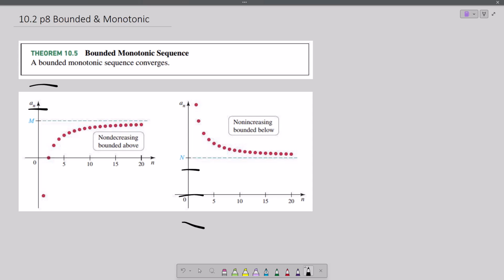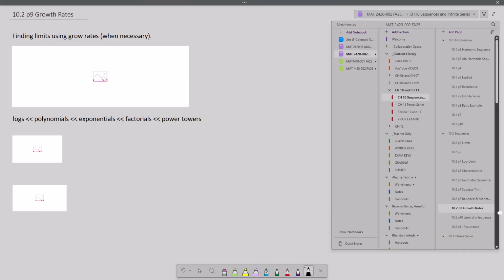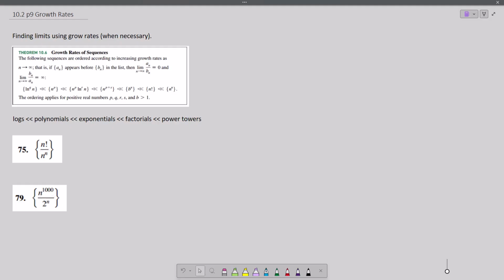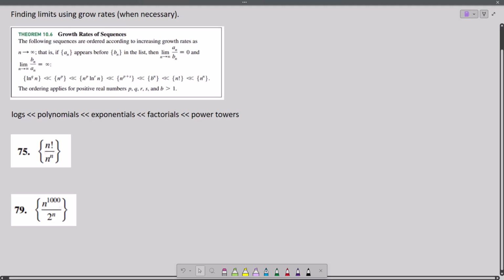But the bottom line is, if it is bounded and it is monotonic, you have to have a limit. You know there's a limit. You know that the limit exists. So that's very helpful. Going down the road, we'll see where that's helpful as we get into some other stuff.